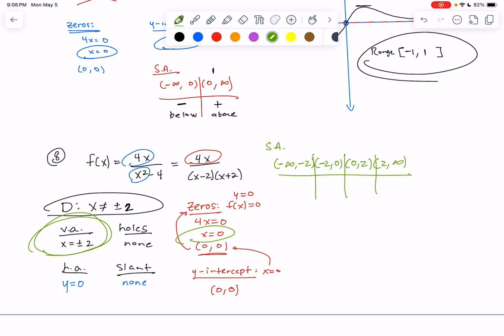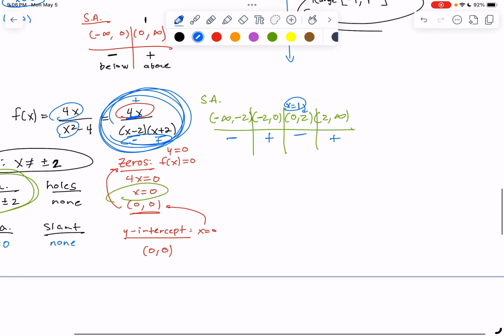Okay, then I'll do my test values. I'm going to test 1 because x equals 1 fits in this interval. I can't do 0 because 0 is a part of the sign analysis. So I'm going to test 1. I always test in the factored version because I think it's easier because you put 1 on top, it makes it positive. 1 here will make it negative, 1 here will make it positive. So you have a positive divided by negative times a positive, which is a negative. So a positive divided by negative is a negative. Signs will alternate.